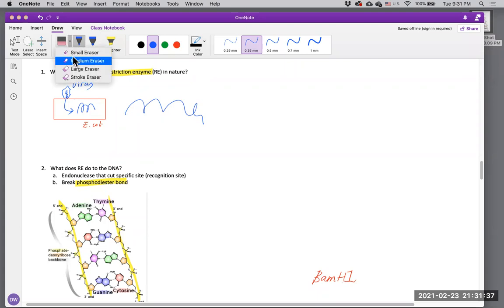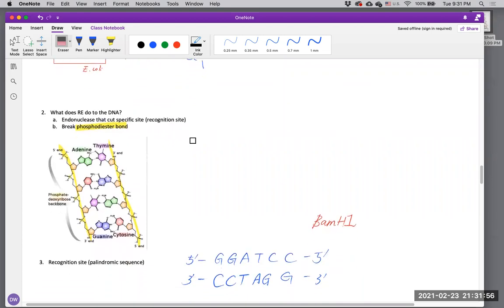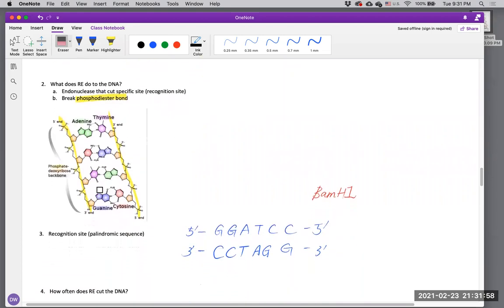So what E. coli does is to use a set of enzymes called restriction enzymes to cut those viral DNA into pieces. So you can think of restriction enzyme as scissors. So how does this enzyme actually cut DNA into pieces? For that, we need to look at the DNA structure first.